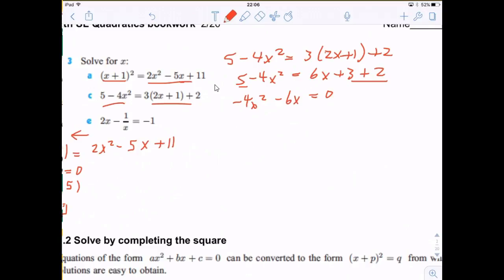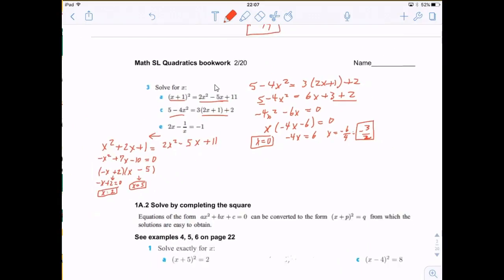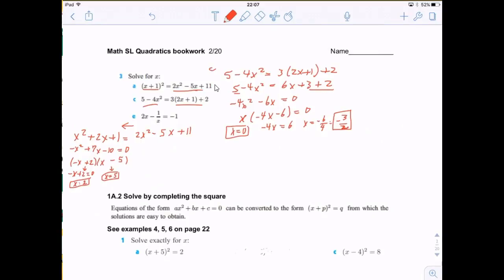This is an easy one to factor, right? If I factor out the x, I'm going to have x times negative 4x minus 6 equals 0. So one of the solutions is x equals 0. The other solution is negative 4x equals 6. x equals negative 6 over 4, which is also equal to negative 3 over 2, for those of you who are pretty good at reducing fractions. If you're not, that's one thing that IB really doesn't care about, reducing fractions. So you're in luck if you're bad at that. Okay. So those are the two solutions for C.